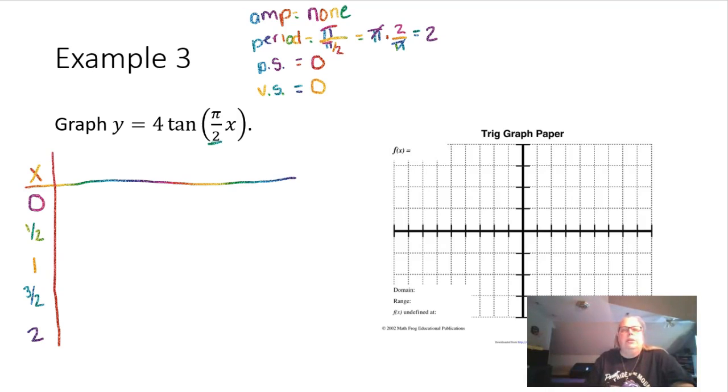All right, the next thing we want to do is multiply that angle times pi over 2. So pi over 2 times 0 is 0. Pi over 2 times a half, that's pi over 4. Pi over 2 times 1 is going to give me pi over 2. 3 halves times pi over 2 is going to give me 3 pi over 4. And 2 times pi over 2 is going to give me 2 pi over 2, but that reduces to pi. And this was very nice because this column right here has all of my key angles for the tangent curve. And the next thing I'm going to do is take the tangent of that column right there.